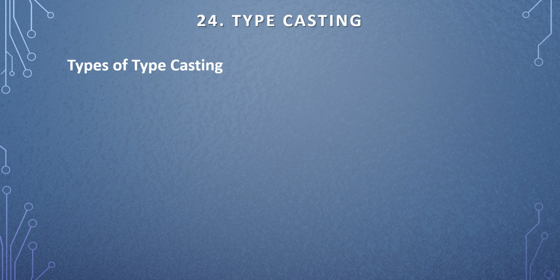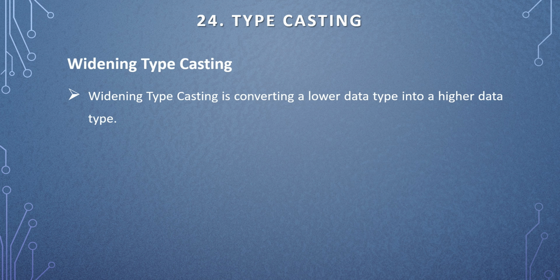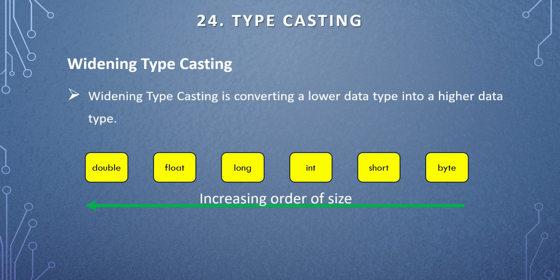Types of typecasting. There are two types of typecasting: widening typecasting and narrowing typecasting. Widening typecasting is converting a lower data type into a higher data type, also known as implicit conversion or casting down, which is done automatically by the compiler itself. It is safe because there is no chance of data loss. Here is the order of widening typecasting.